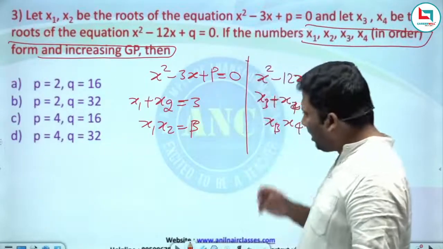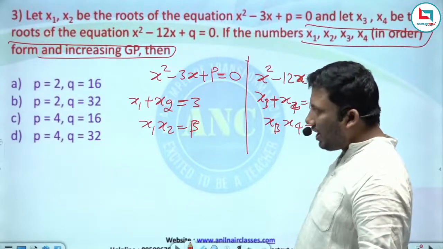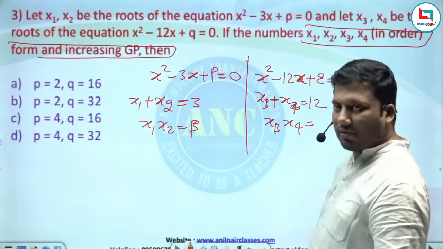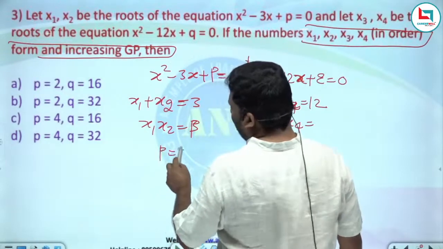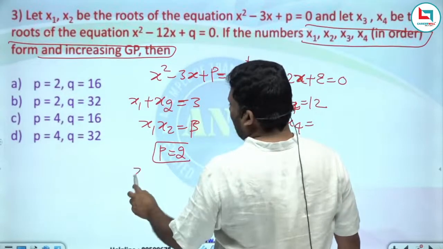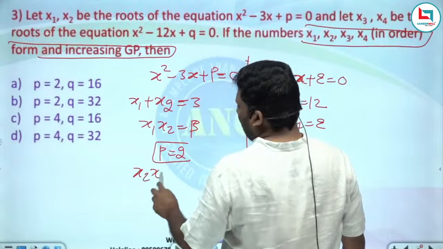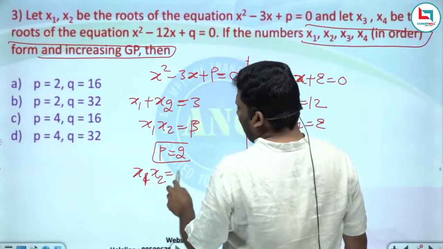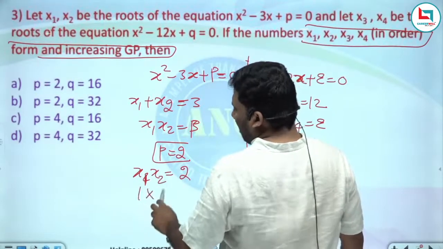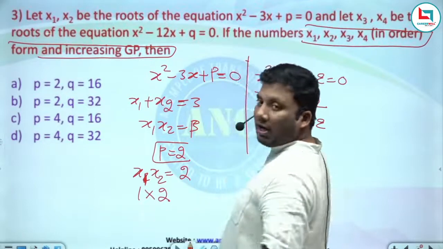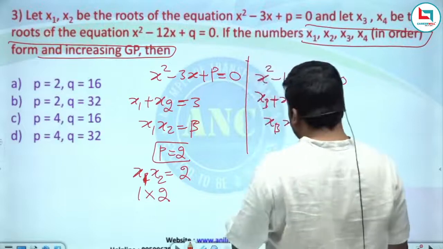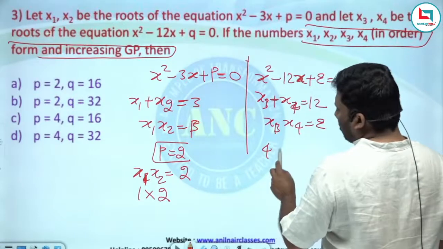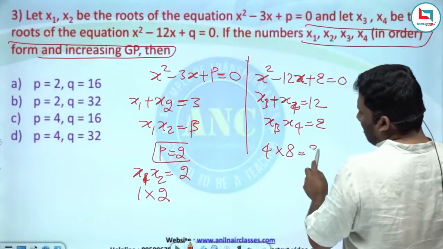Suppose I pick from the answer options. Let me pick the first option, P. If I pick 2, x1, x2 is equivalent to 2. It is in increasing order, 1 into 2. If 1 and 2 are there, the ratio is 2 by 1. So this will become 4 into 8. 4 into 8 is 32.